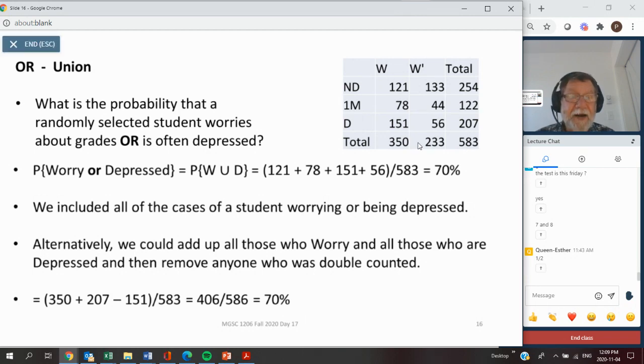I've just added up all the cases that fit that description. Everybody in that column, in that row. Don't include the totals because that'd be double counting stuff.